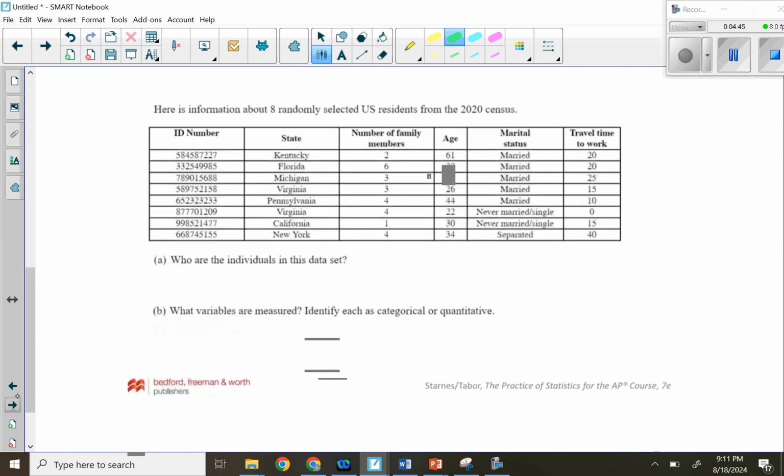So here's information about 8 randomly selected U.S. residents from the 2020 census. Who are the individuals and what variables are measured? Identify if they are categorical or quantitative. I want you to pause, answer these, and then check your answers.